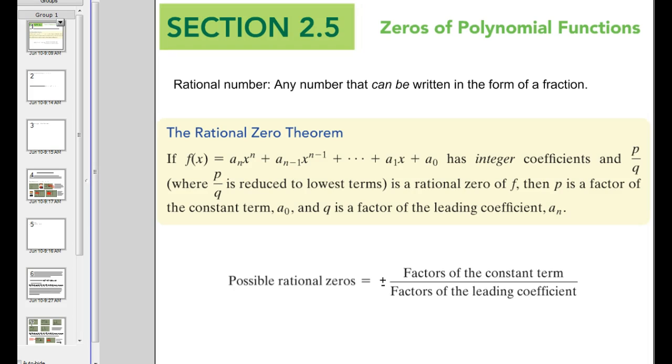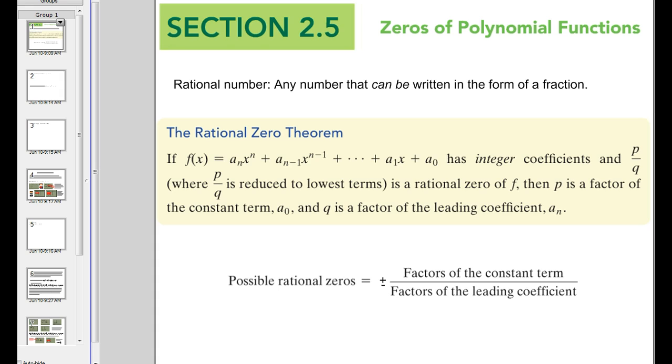Hello 171 class, this is your notes for section 2.5, the zeros of polynomial functions. So this is probably, in my opinion anyway, the toughest section that we do in this course as far as material goes.